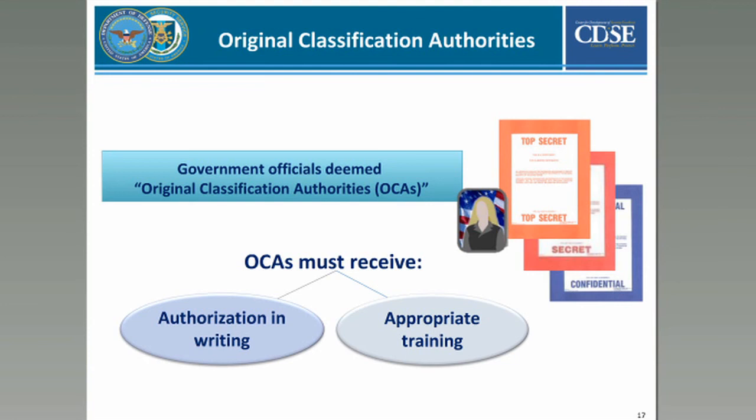In order for an individual to exercise original classification authority, he or she must have the appropriate level of security clearance, and must have received training in the fundamentals of proper security classification, to include the avoidance of overclassification. The individual must also have significant experience and information available to support effective classification decision making.